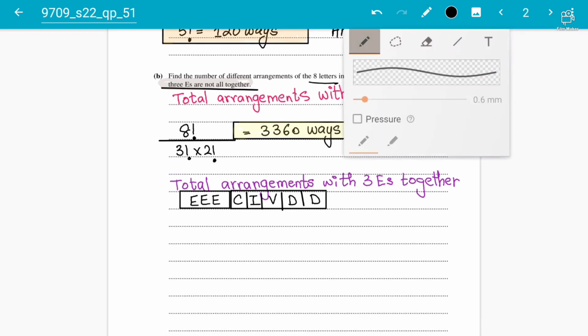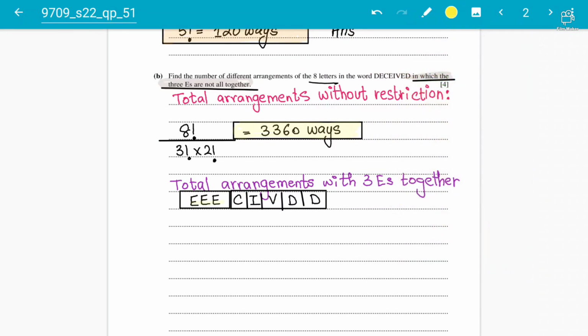If you start counting, there will be 6 boxes now. 1, 2, 3, 4, 5, 6. So which means this time it will be 6 factorial. Okay, 6 factorial for the 6 boxes, because each of the boxes can change their place. This one is made by me, but any student can start with C first, then D, and then 3 E's. So a lot of possible arrangements are there. Then I, then again D, and then V. This is one example I'm giving.